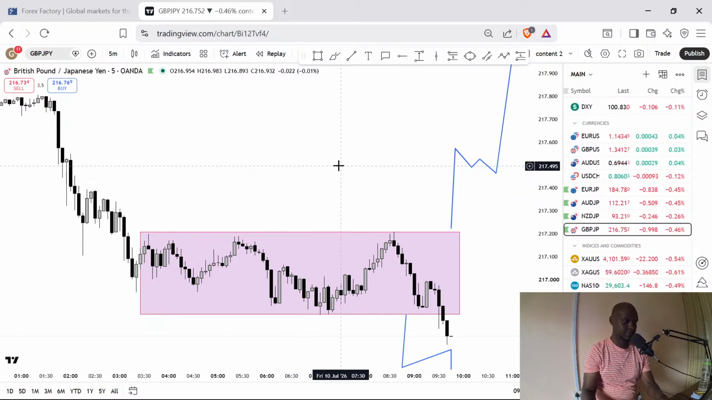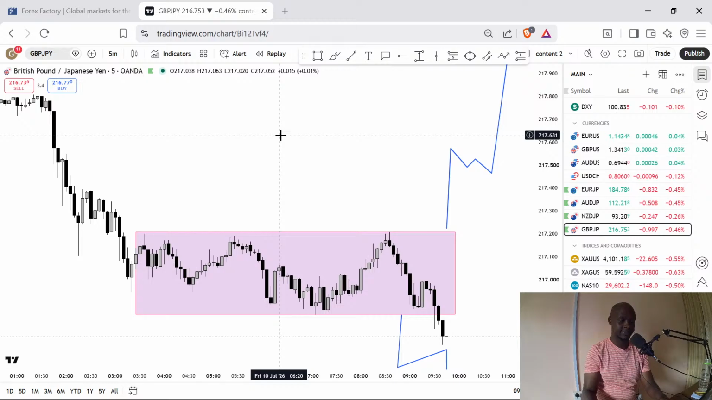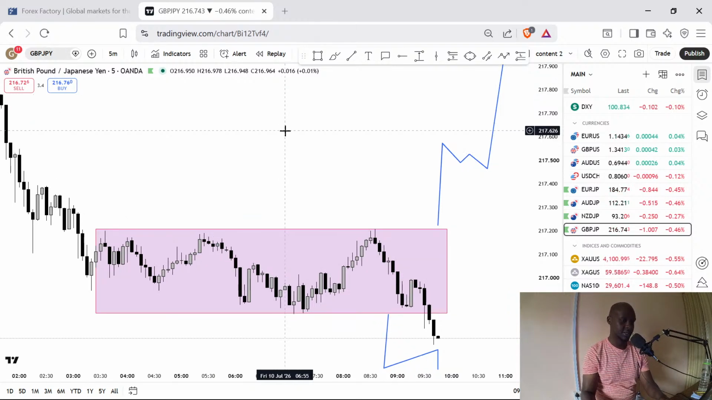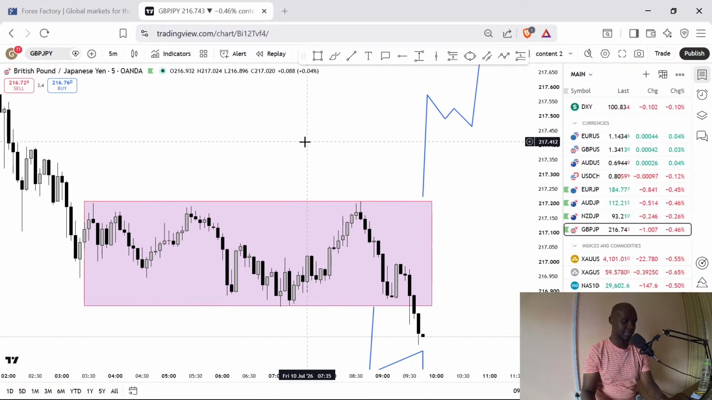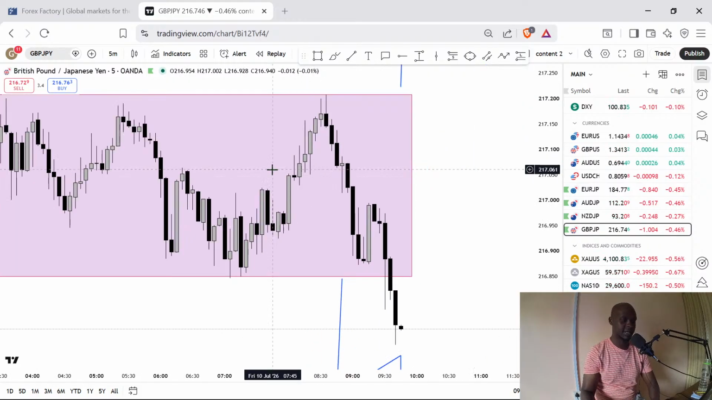So I prefer to place my trades based on price action analysis instead of just fundamental analysis. I use fundamental analysis when I'm looking to see if there's any high impact news about to get released, so that I can avoid getting involved with trades. I don't like to get involved with trades in and around the time when you're having high impact news being released.